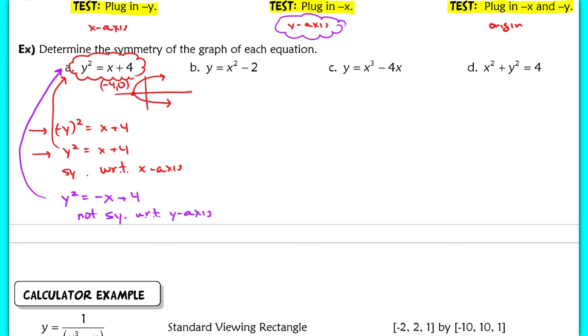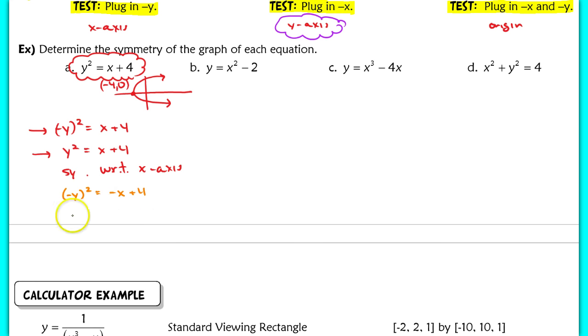Now, from our graph, we can also see that this does not look symmetric with respect to the origin, but just to show you what that would look like if you were to verify this algebraically, we're going to test that third test here. We're going to plug in both negative x and negative y. So if we do that, we have negative y squared is equal to negative x plus 4. If we simplify all those signs, we're left with an equation that does not look exactly like the original. So as you can see here, it is clearly not symmetric with respect to the origin.